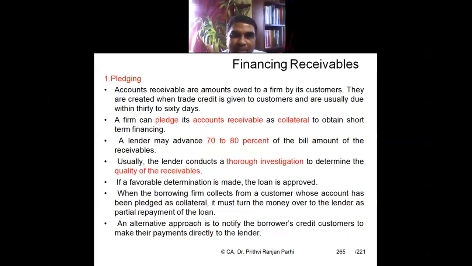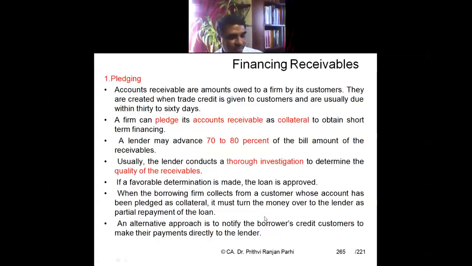Usually the lender conducts a thorough investigation and determines the quality of the receivable. If I am showing my receivable as 100 lakh, the lender checks whether actually 100 lakh will be recovered or there will be some bad debt. After that investigation only, it advances 70 to 80%. This concept is called pledging.